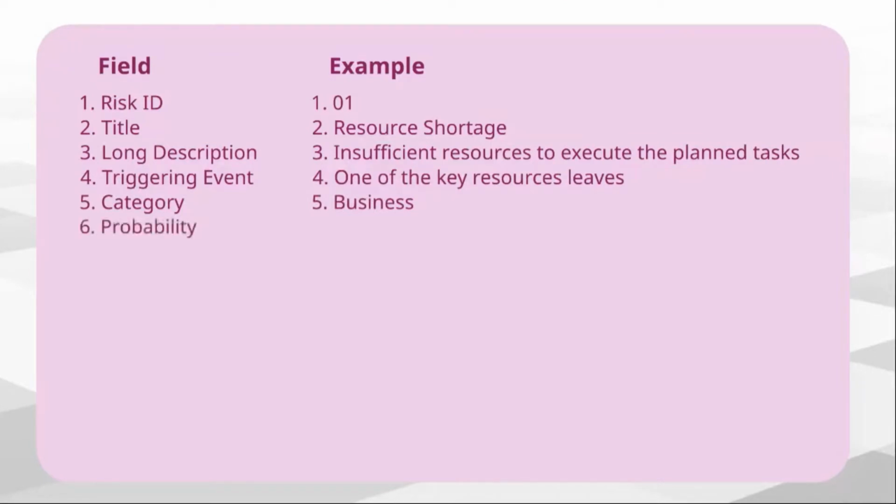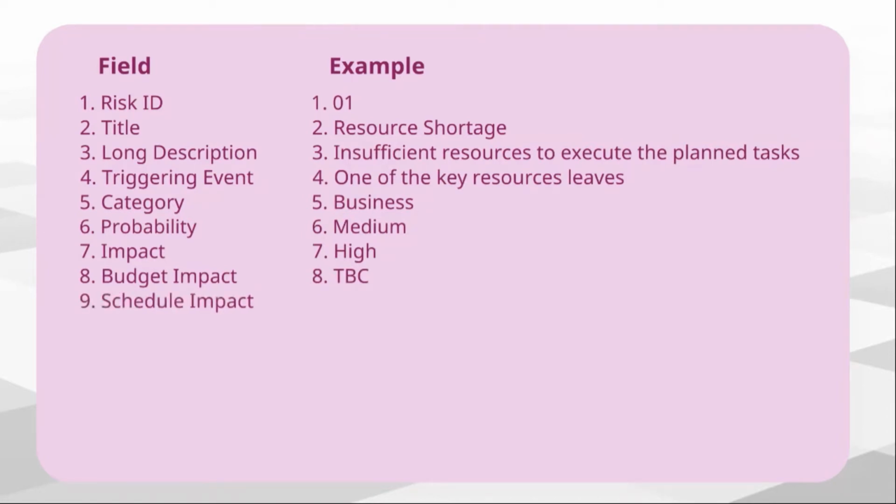You also want to indicate the probability and impact of the risk. Usually low, medium, and high are used in these fields, depending on the likelihood of the risk occurrence, as well as on the number of users, customers, or departments impacted. Additional indicators that can be used are budget impact and schedule impact. Those are potential budget or schedule impacts in case the risk materializes.